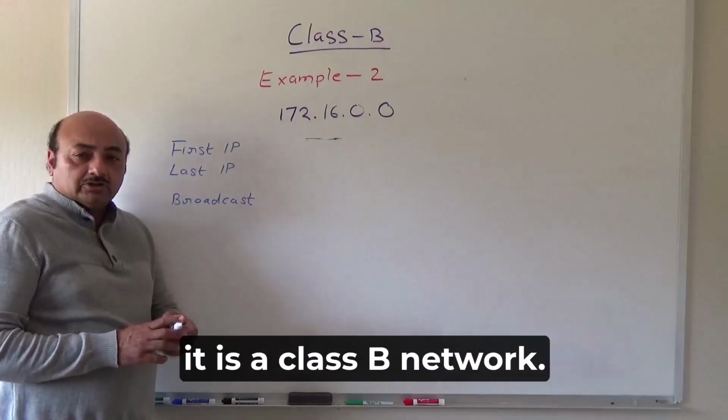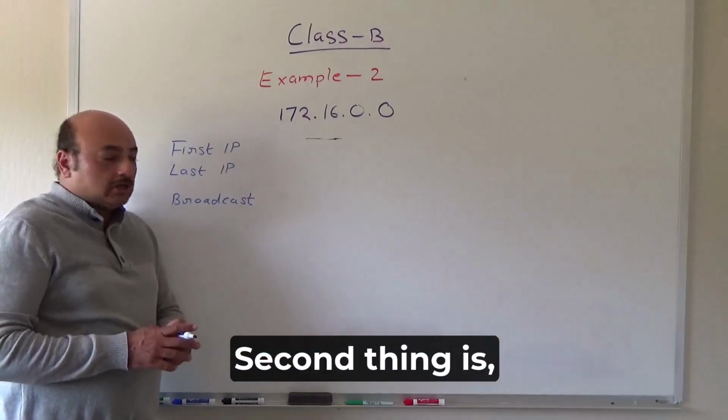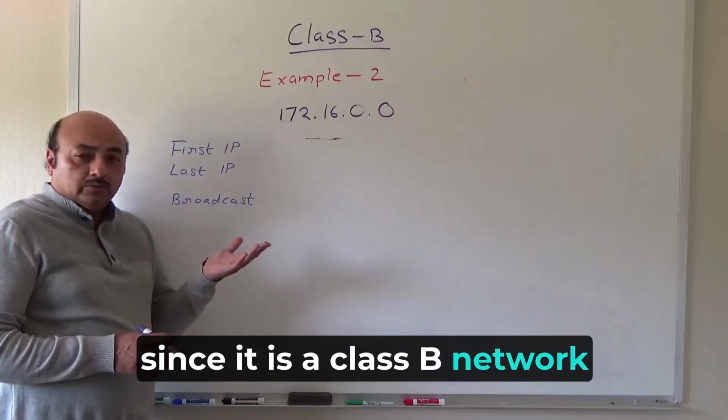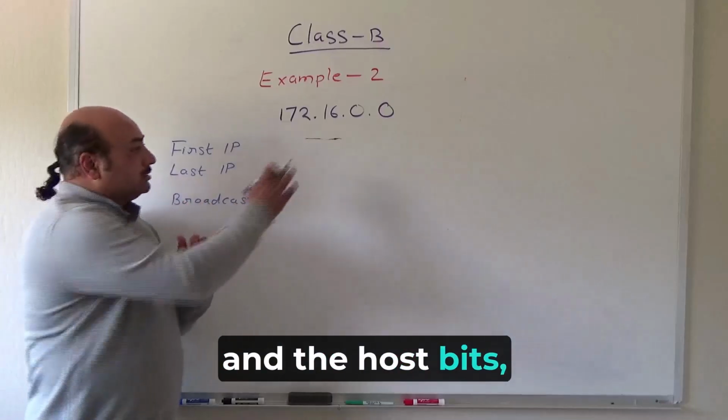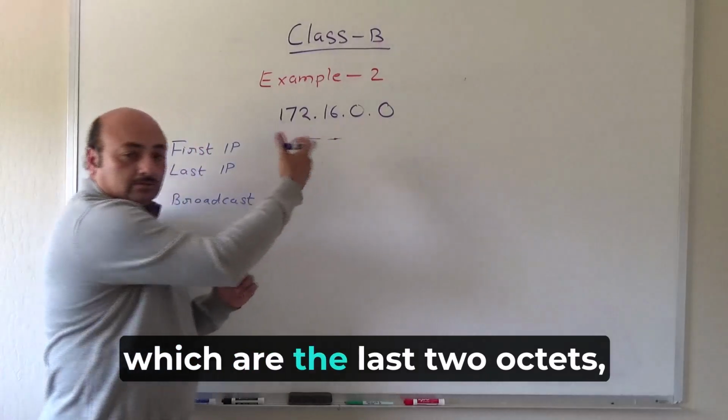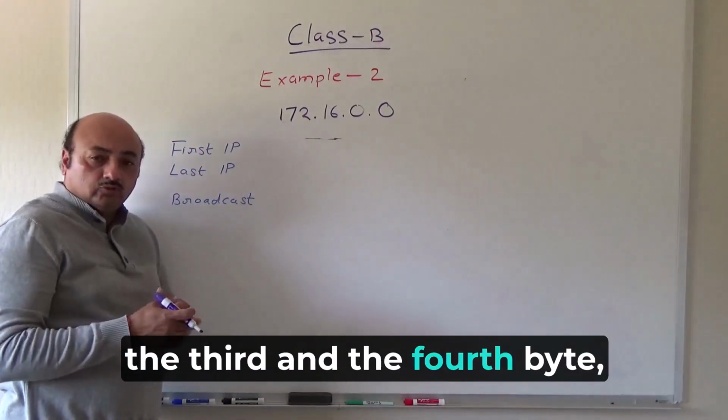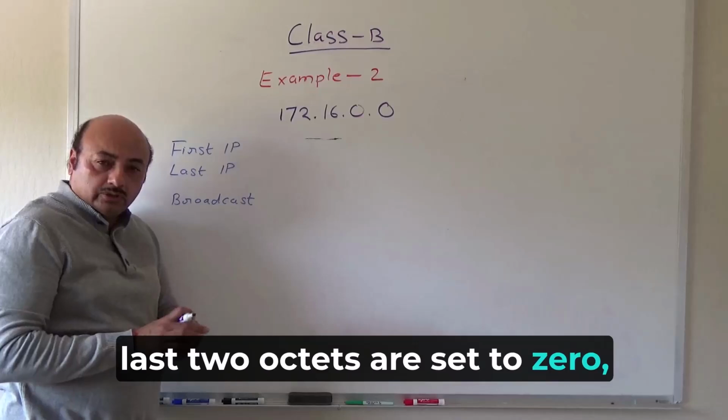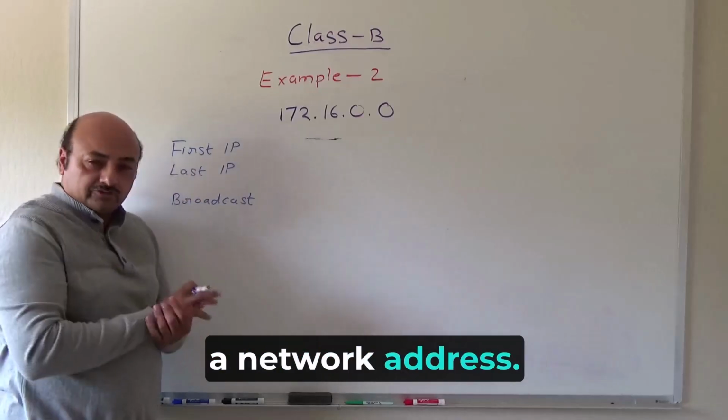That gives an indication that it is a Class B network. Second thing is, since it is a Class B network and the host bits, which are the last two octets, the third and the fourth byte, are set to 0, that indicates that it's a network address.